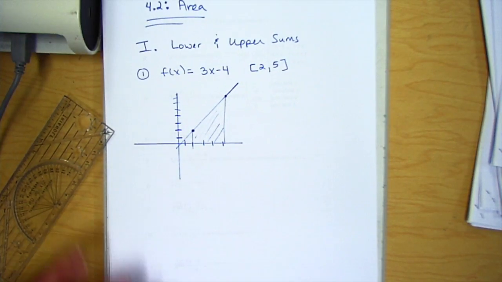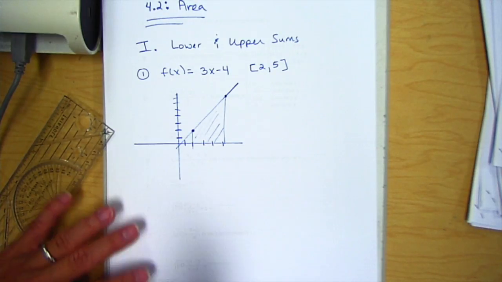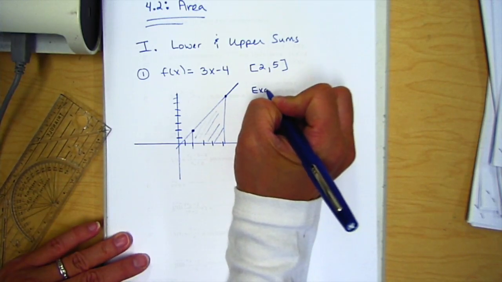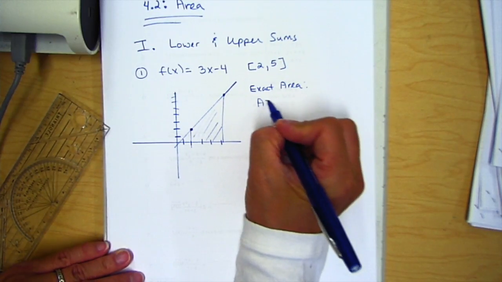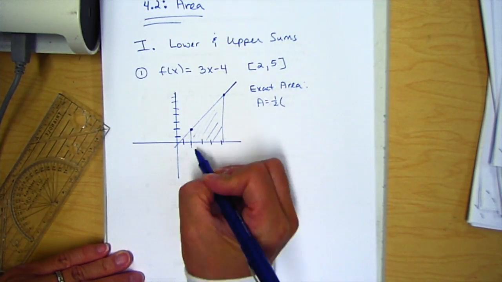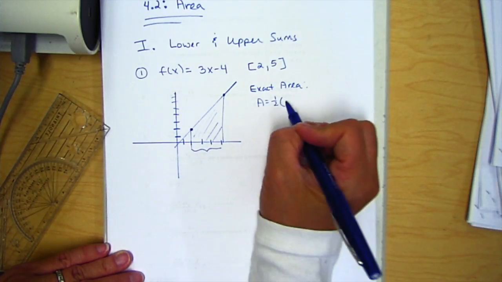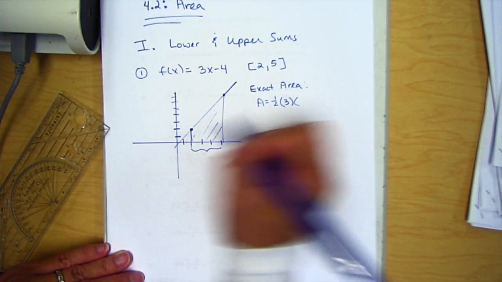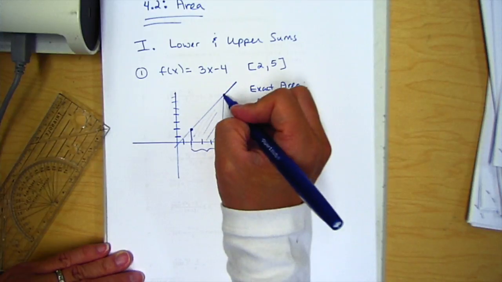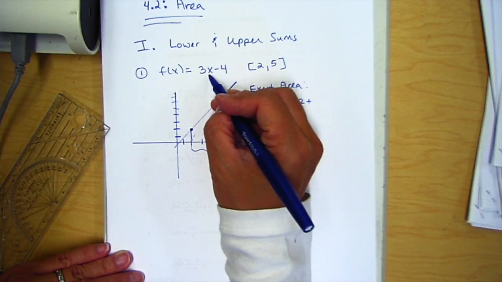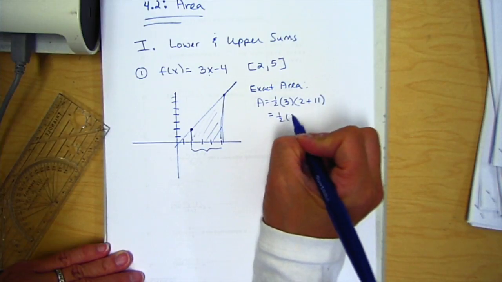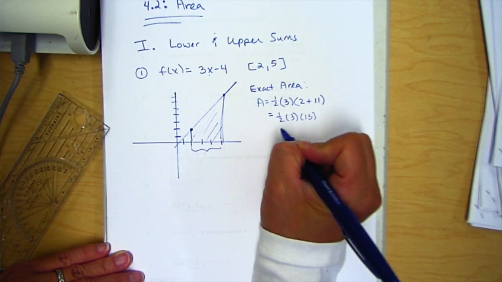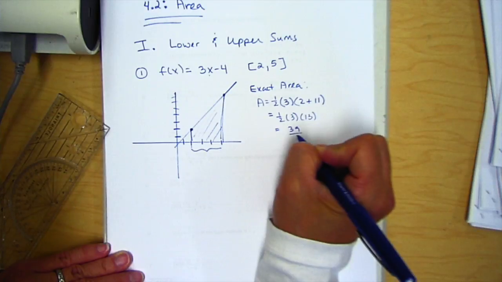I know we can find the exact area under that line because it is a trapezoid. So let's go ahead and do that first and figure out what that exact area is. This is the area of a trapezoid, so it would be 1/2 times the height of the trapezoid, which is 3, times my first base, which is 2, plus the second base, which we said when I plug in 5 is 11. So this is going to be 1/2 times 3 times 13. So 39 over 2 is my exact area.